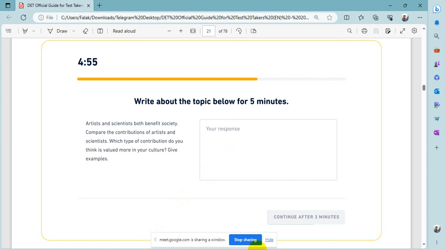So the first one, as I told you, that is the topic sentence. Write your topic sentence, and in this topic sentence, particularly provide or tell your answer. Specifically, the question which says, which type of contribution do you think is valued more in your culture? And give examples. So leave giving examples, particularly on the topic sentence. Answer this question. Which type of contribution do you think is valued more in your culture? Exactly, and particularly write the kind of contribution about artists and scientists in your culture, in Afghanistan's culture. So write it on the topic sentence, and topic sentence is the main idea of your paragraph.